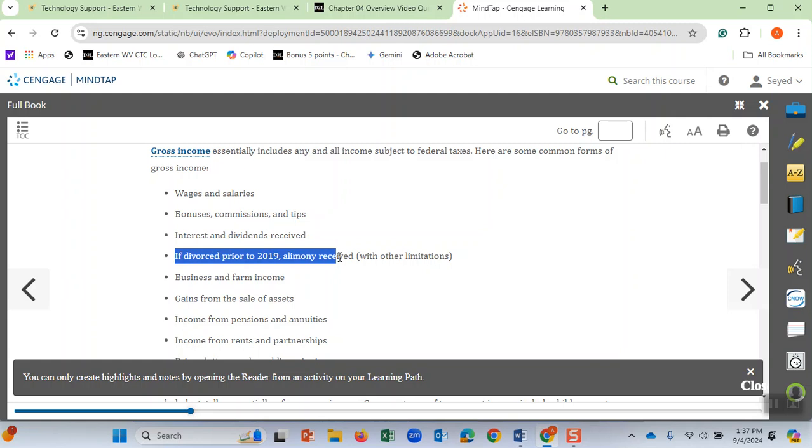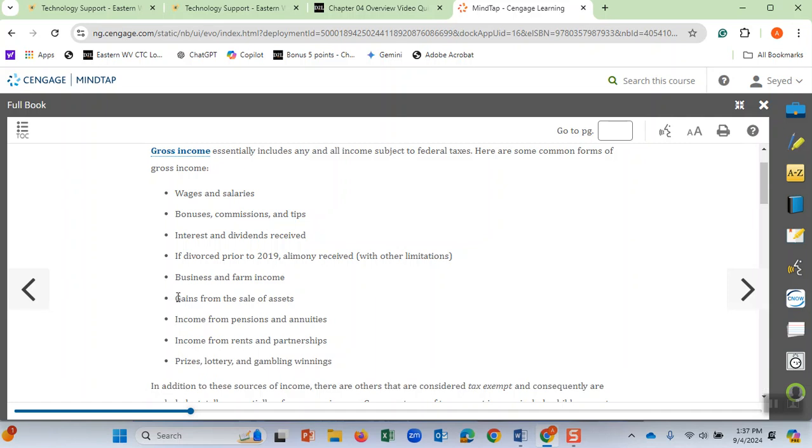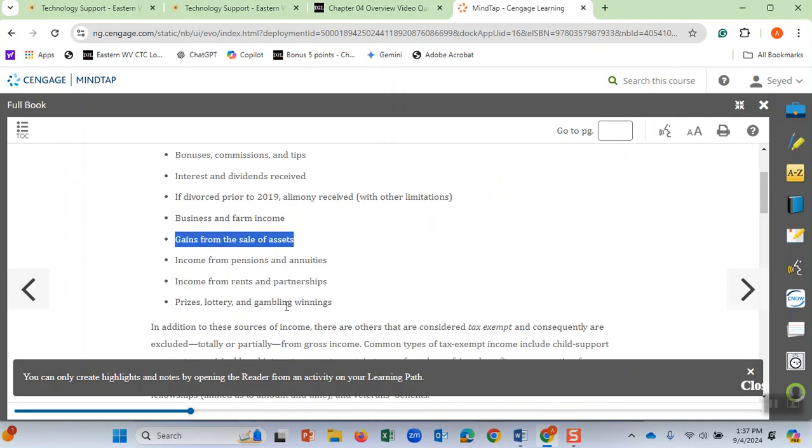If divorced, alimony received. Then business and farm income: if you have a business and you have some income from it, you write it on that form. You have some assets, let's say a building, you sell the building, you have to write down the gains. That means you bought it for 100,000, you sold it for 150,000. Therefore, that's a sale of assets.